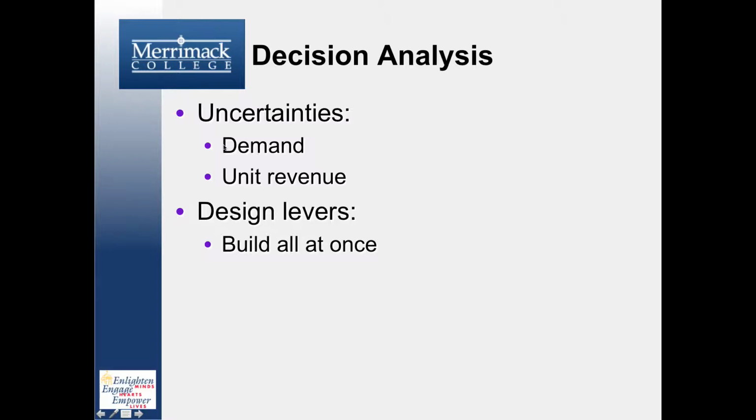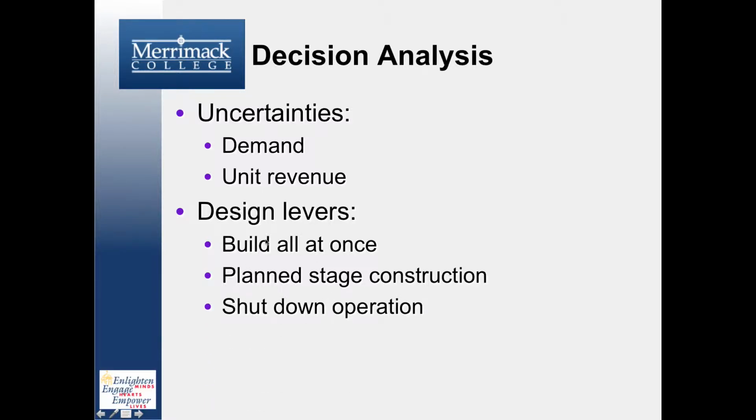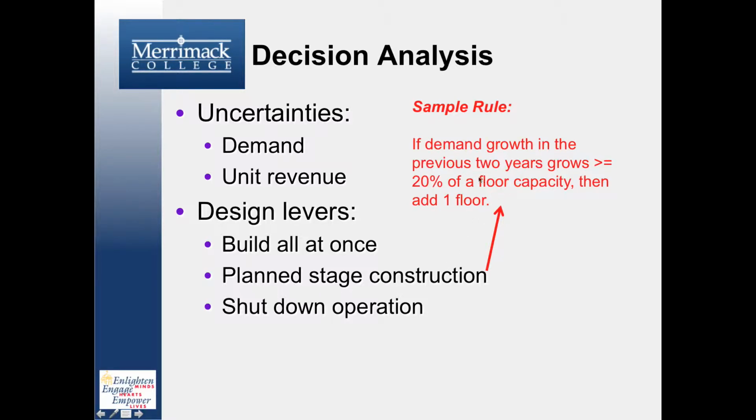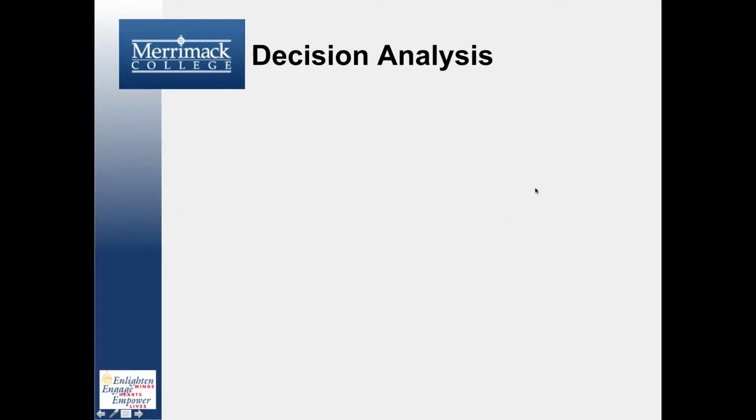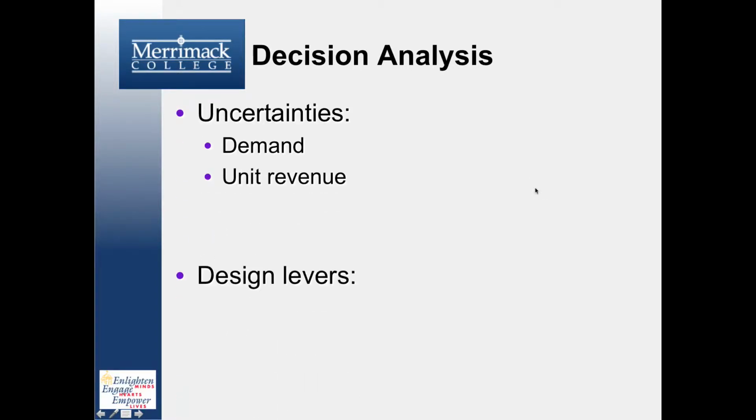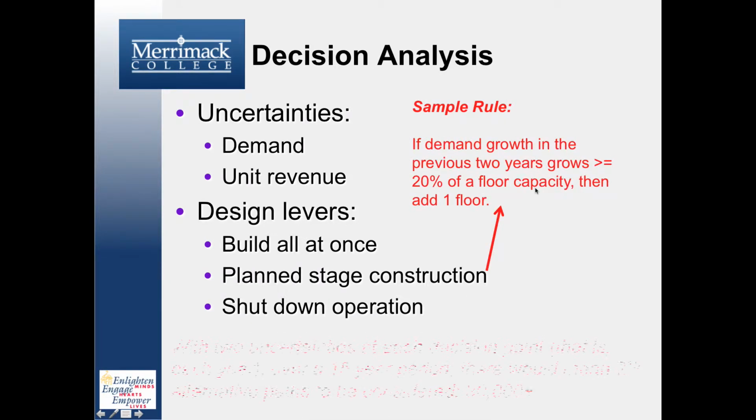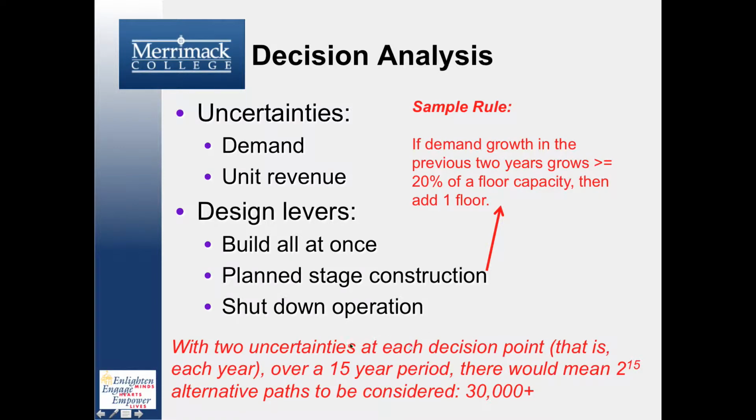So if we wanted to introduce another uncertainty, unit revenue, in addition to the demand we already have, with only 2 choices, not 3, and we wanted to go for 15 years, and we wanted to look at maybe these 3 options, we'd have to do something 3 times. This is the planned stage construction that I'm going to show you in the lattice model video later on. So if we have 15 years and 2 uncertainties, that means more than 30,000 alternative paths that we would need to look at. It's really not workable.